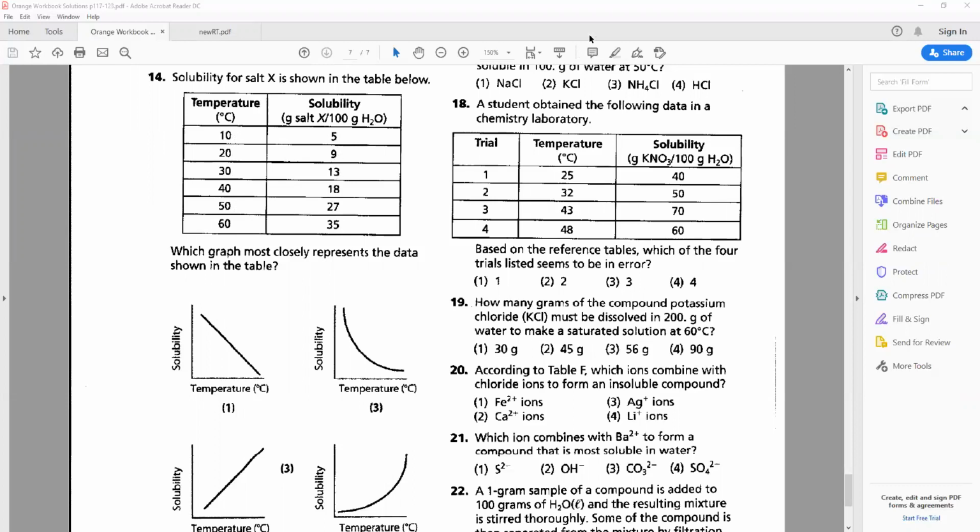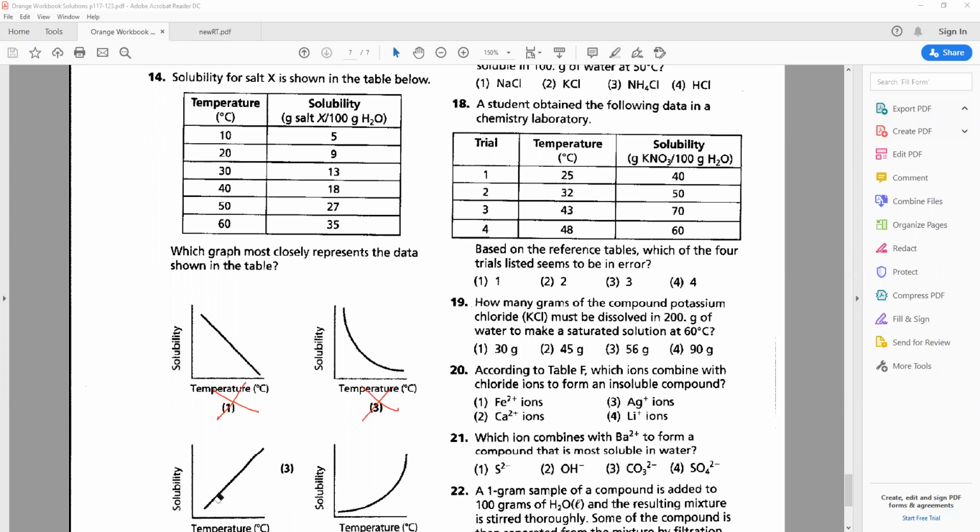Based on that, I can eliminate choice 1 and choice 3, because as the temperature increases, the solubility increases, so my curve should have a positive slope. So therefore, it's not going to be 1 and 3, because in those the solubility decreases as the temperature increases. So it's going to be between 2 and 4.